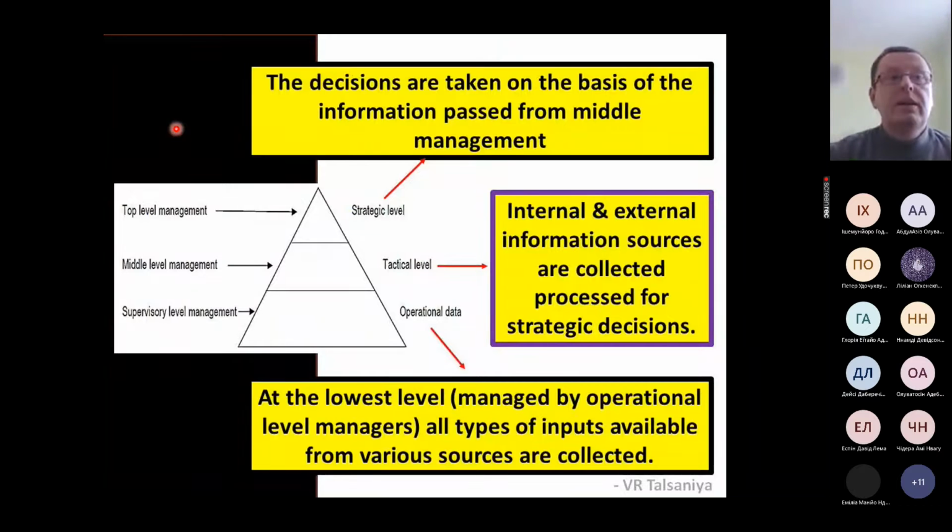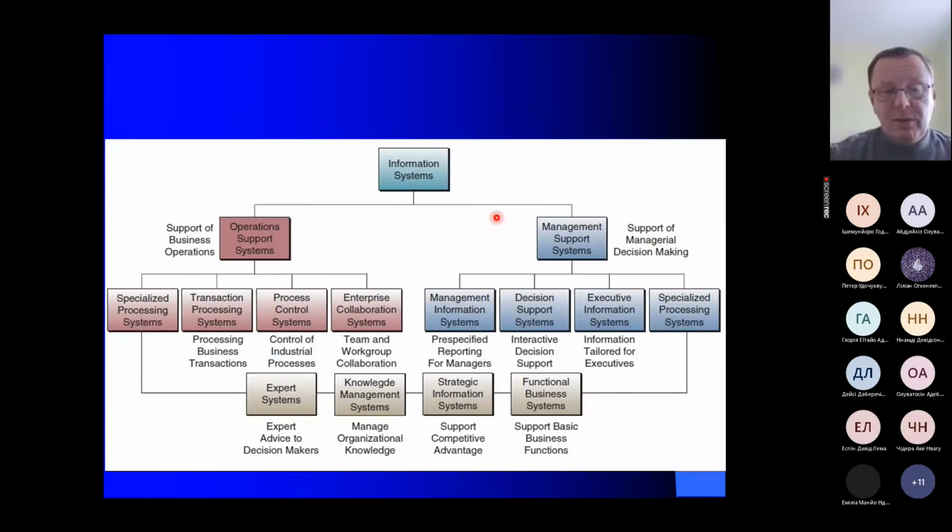Okay, and here we can classify management levels by different types of information system. The lowest level typically works with a general management information system, where internal and external information resources are collected and processed for decisions on the tactical level, and various visualizations are mostly used at the strategic level for top management.